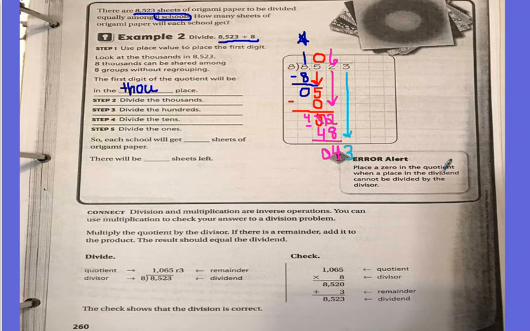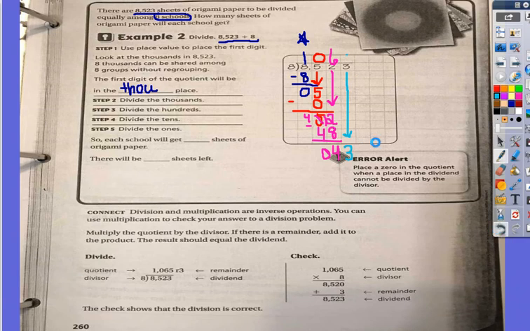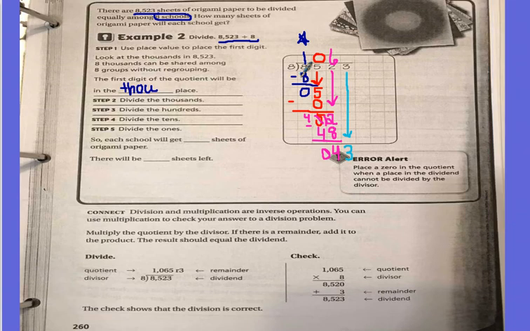Now I have the number 43. So now I have to think, 8 times what is going to get me to 43, or as close as I can to 43? So 8 times 3 is 24, 8 times 5 is 40. Ooh, I think that's because 8 times 6 is 48, so that's as close as we're going to get.